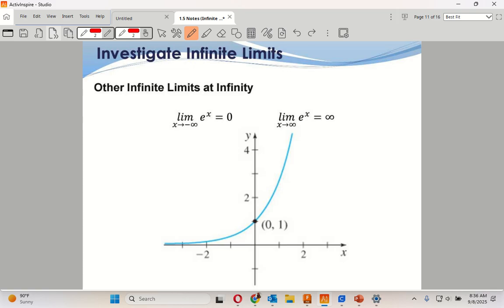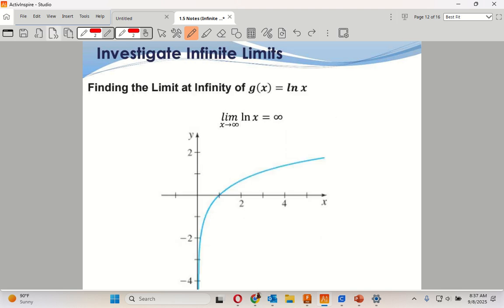Infinite limits at infinity. Other ones. So as x goes to negative infinity for e to the x, like I said, you just have to have an image of what these graphs look like. You know that this is going to go down to 0 to the left. As it goes to the right, it goes to positive infinity. Now, ln.